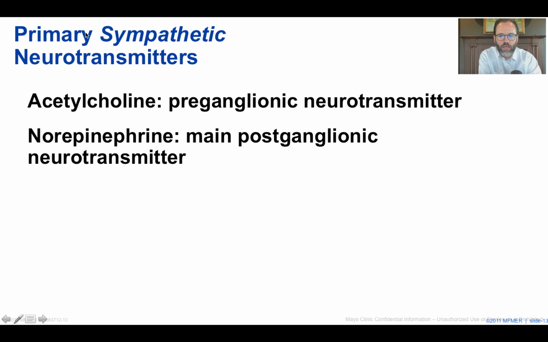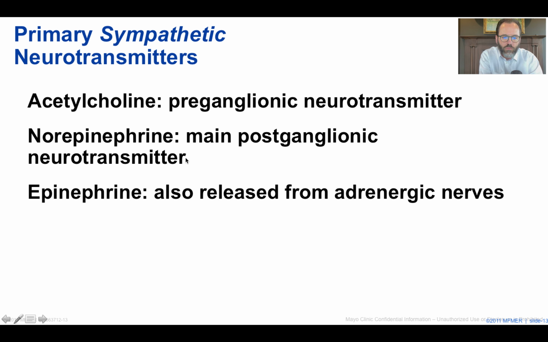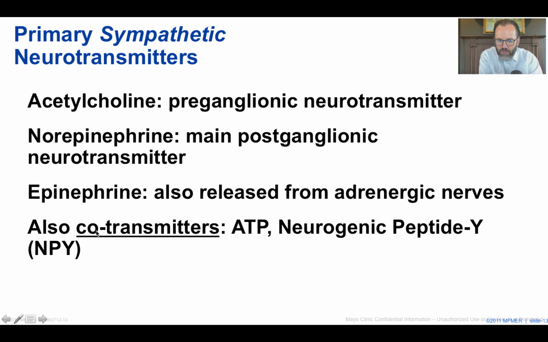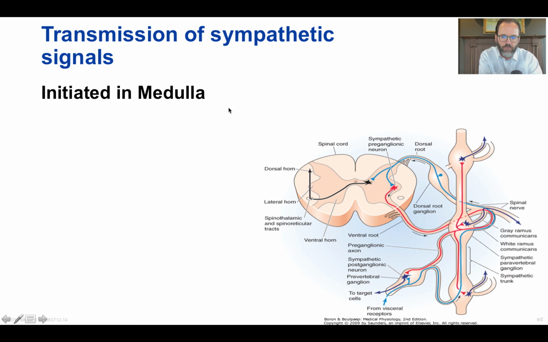So again, in the sympathetic arm of the system, acetylcholine is the predominant preganglionic neurotransmitter, and norepinephrine is the predominant postganglionic neurotransmitter. We'll just keep pounding this message home: the conservation at the preganglionic site and at that synapse, and then this difference in the postganglionic and effector organ neurotransmitter as compared to parasympathetic nervous system outflow. Epinephrine can also be released from these adrenergic nerves, and again, these neurotransmitters, being ATP, neuropeptide Y, and other things, can result in changes in vascular tone.